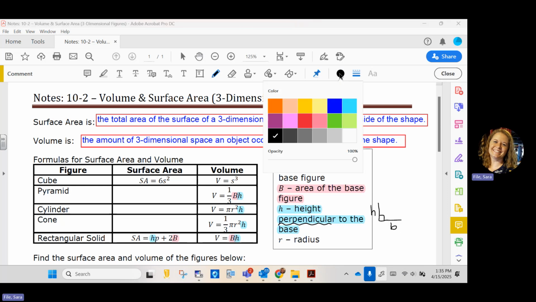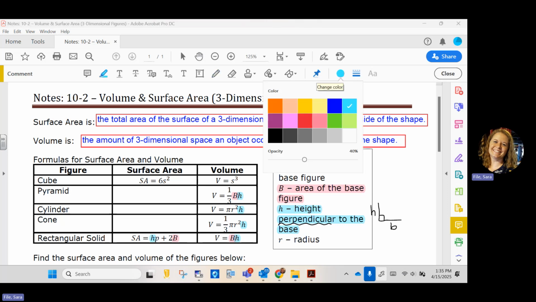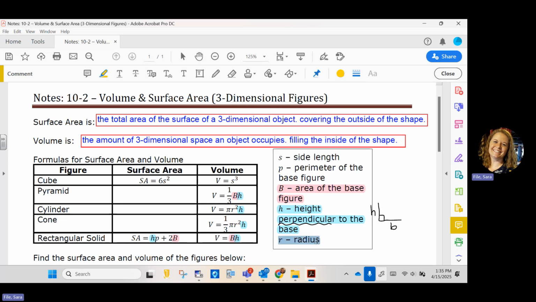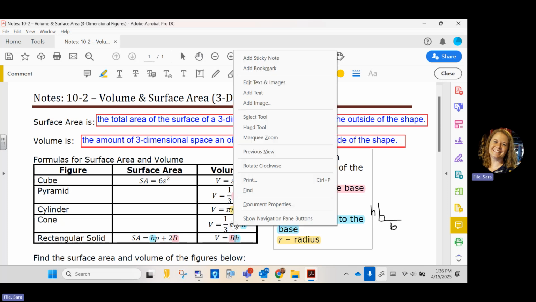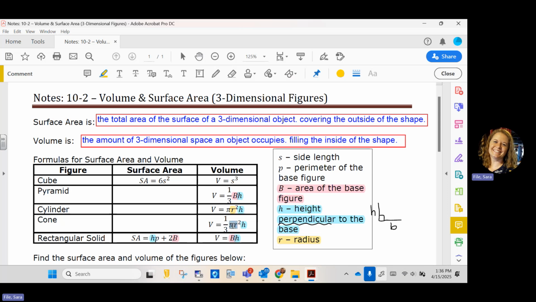Now the R is radius. We talked about that in 10.1. The radius is from the center to the edge of the circle, so it's halfway across the circle. Diameter is all the way across. Radius is halfway across. Let me highlight just the R. There we go. You use the radius to find the area of the base in cylinders and cones, since the base is a circle.